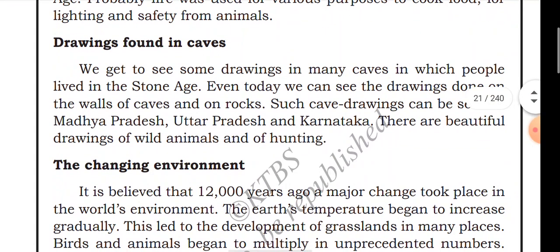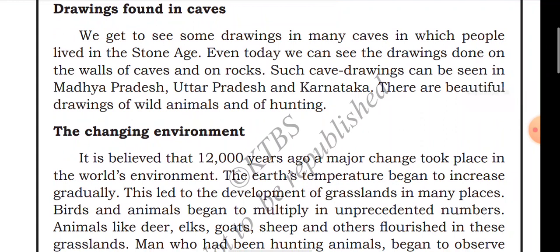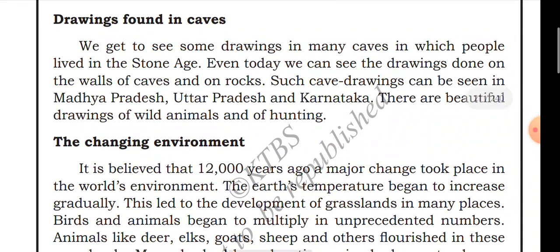Right, and now drawings found in caves. We get to see some drawings in many caves in which people lived in the Stone Age. So these Stone Age men used to live in caves, and in those caves they used to draw certain things which have been discovered. Even today we can see the drawings done on the walls of caves and on rocks. Even today, if you visit such places, you can see the drawings which have been carved or drawn on the walls of caves or on the rocks.